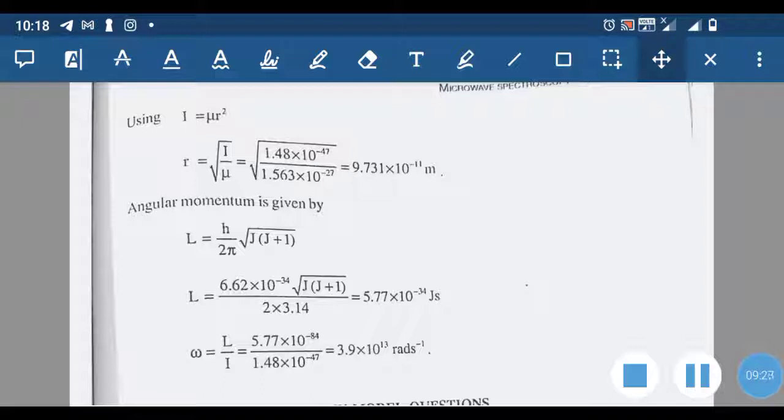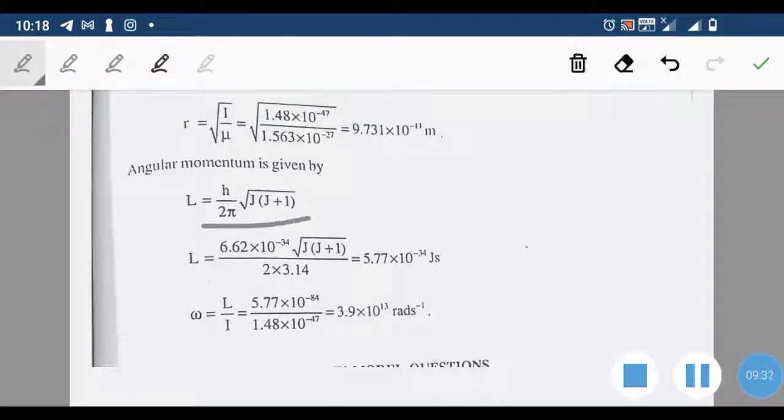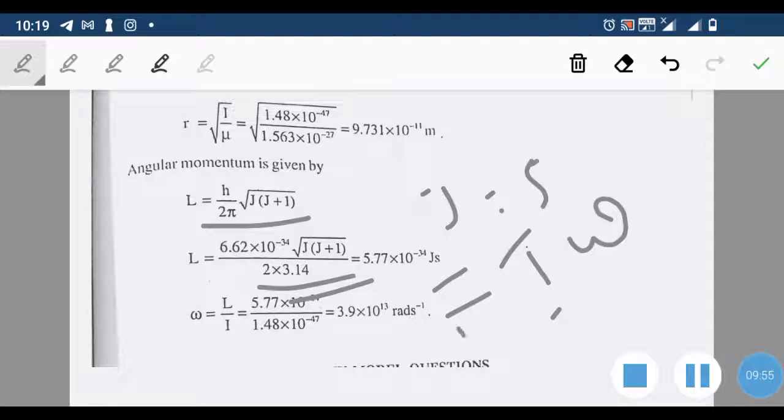Then angular momentum is given by the expression we have studied: L is equal to h by 2 pi root of J into J plus 1. All these quantities are given, and here the J value is J equal to 5. Substituting the values, we get the angular momentum as 5.77 into 10 raised to minus 34 joule second. Now L is nothing but I omega.